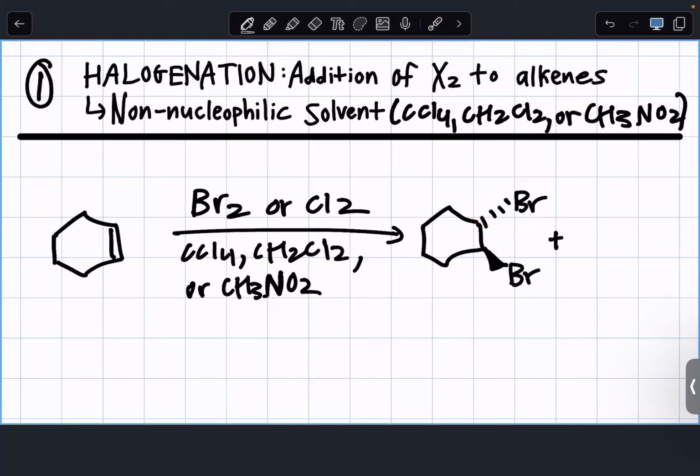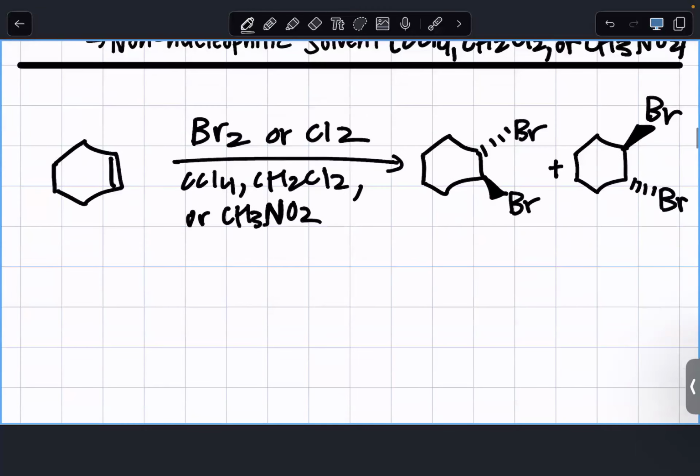It could be that, or let's say there was some kind of stereochemistry. You could flip it as well, but it could have been this as well. But they're identical in this case because you could just flip it upside down and then you get the same thing, right? So when you see X2 with an alkene with a non-nucleophilic solvent like this, you just add the X on both carbons of the alkene, and they are going to be anti to each other, right?